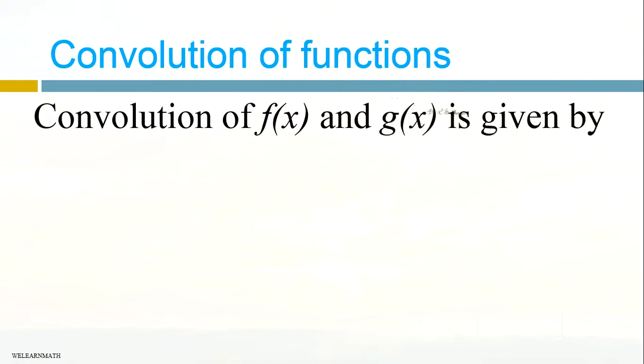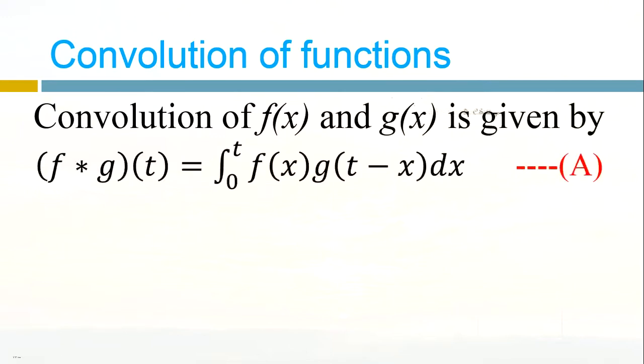If you are having two functions like f of x and g of x, then the convolution is given by f convolution g of t is equal to the integral from 0 to t of f of x g of t minus x dx. This is the definition of convolution of two functions.